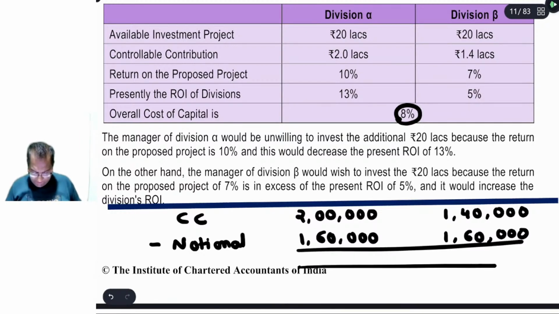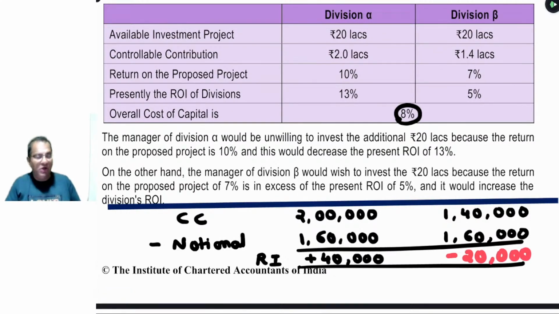So department alpha is generating a positive RI of 40,000 and department beta is generating a negative RI of 20,000. It means the controllable contribution is not sufficient to recover the cost of capital. तो पहले डिपार्टमेंट अल्फा के बारे में बताइए. If department alpha's performance measure will be based on RI, whether department alpha will make the new investment?